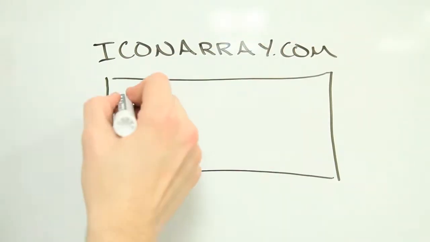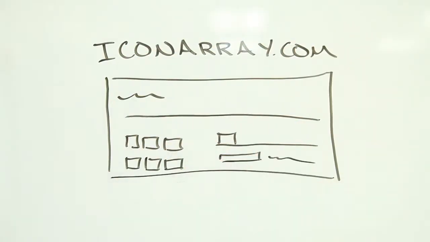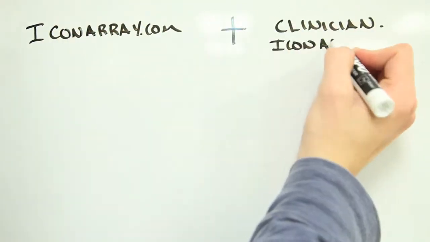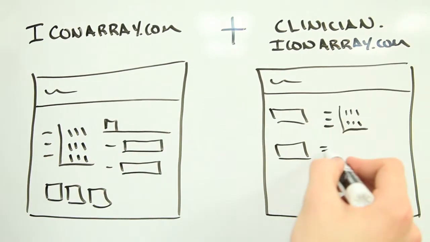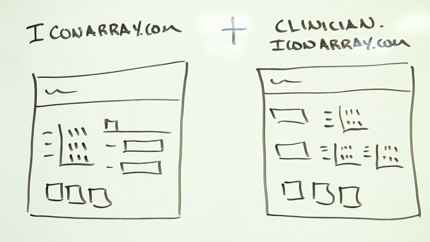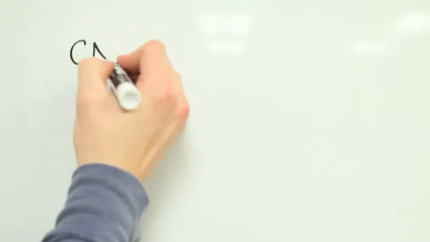This is a short clip about iconarray.com, a tool made for researchers and clinicians to illustrate risks through pictographs. It has two parts, a homepage for researchers and a separate site for clinicians to use with patients. In this video, I explain how this tool can be effective and what it can be used for. Let's get started with a common scenario.